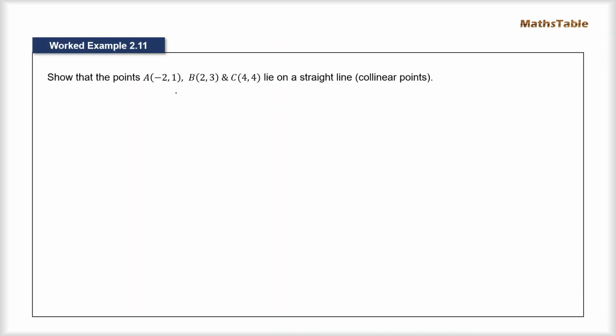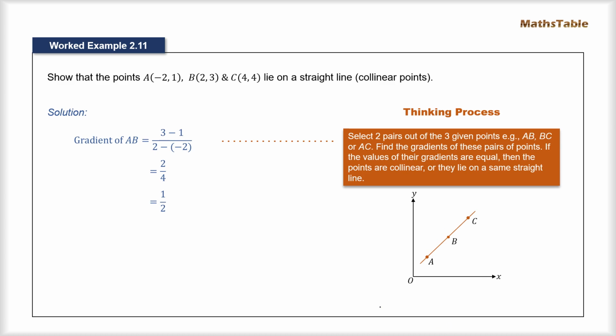Now let's check an example about 3 points A, B, and C, and we have to show that these 3 points lie on a straight line. This also means that these 3 points which lie on a straight line are called collinear points. This is what it looks like when 3 points lie on a straight line.